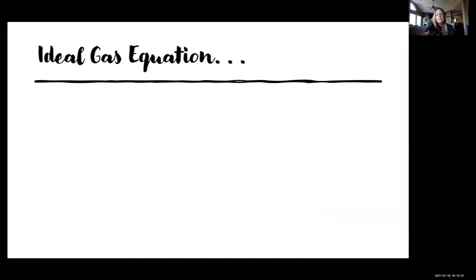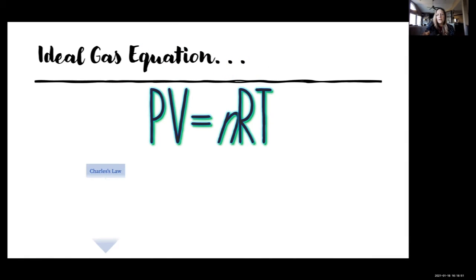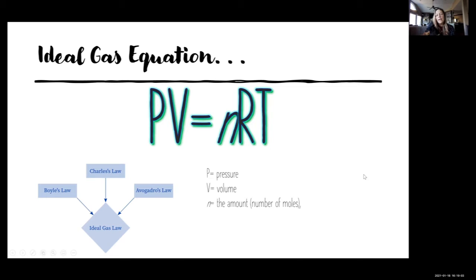So the ideal gas equation, which is PV equals nRT, is a combination of these equations, but it's a little different than the combined gas law. So basically, you've got your P as your pressure, your V as volume, your n is your number of moles. Your R is the ideal or universal gas constant, which is equal to the product of the Boltzmann constant and the Avogadro constant. And then your T is your temperature.